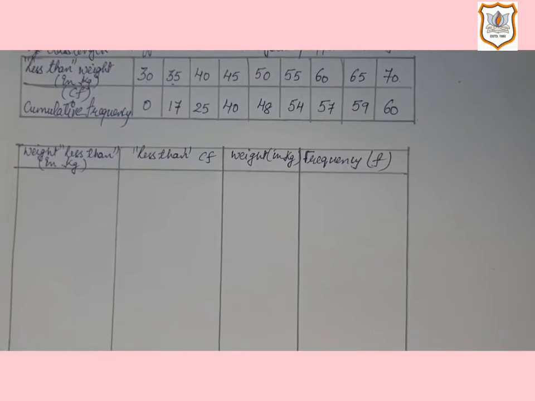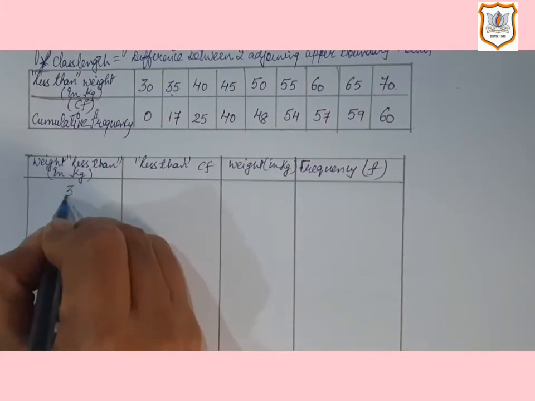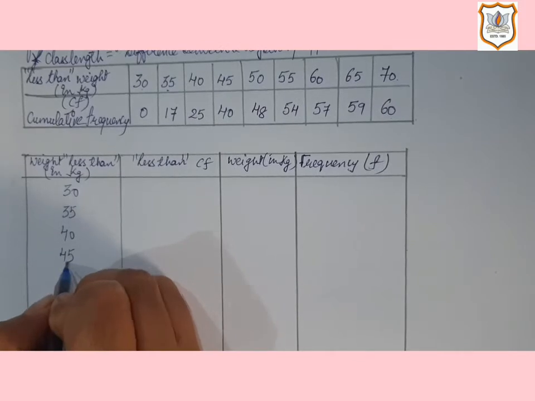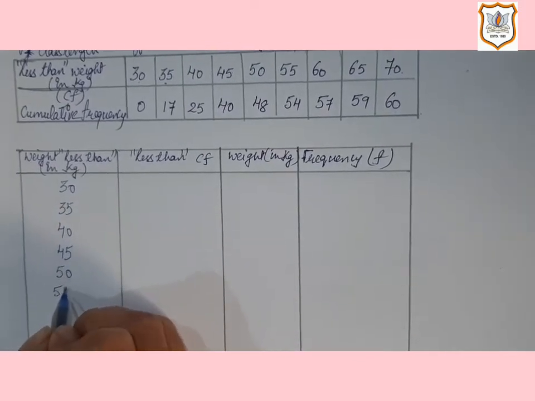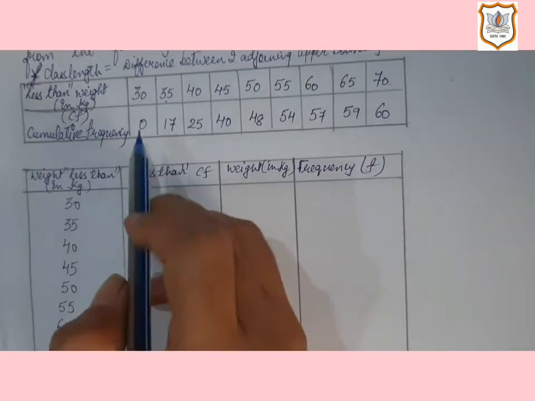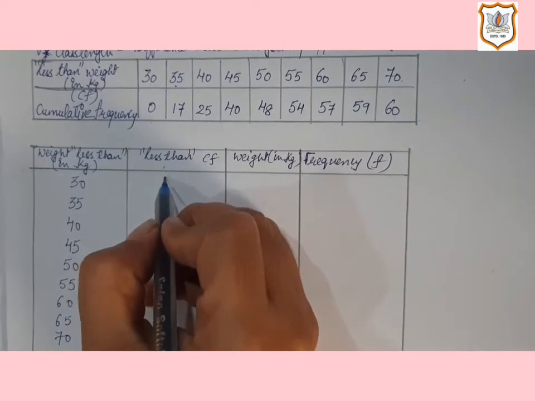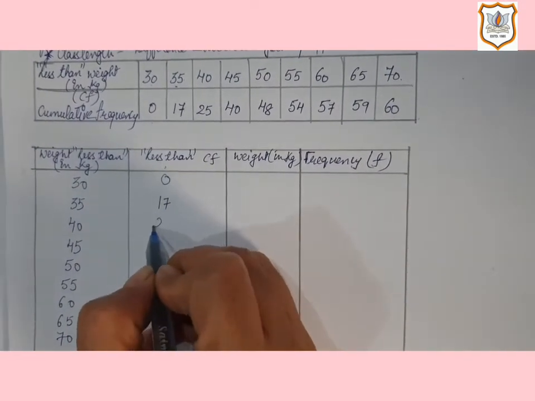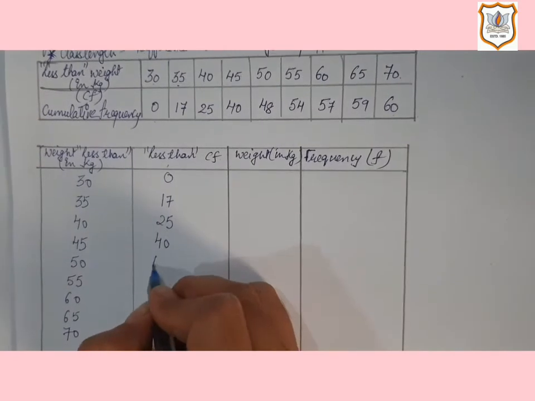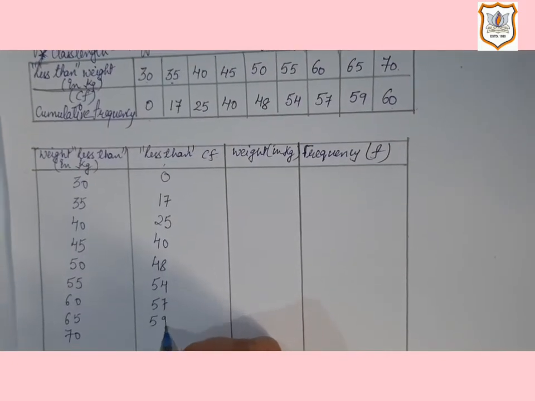Now let's solve the sum. We'll write first the less than weight in kg in the table. We'll start with 30, 35, 40, 45, 50, 55, 60, 65 and 70. Then we will write as it is the cumulative frequency in the less than cumulative frequency column: 0, 17, 25, 40, 48, 54, 57, 59, 60.